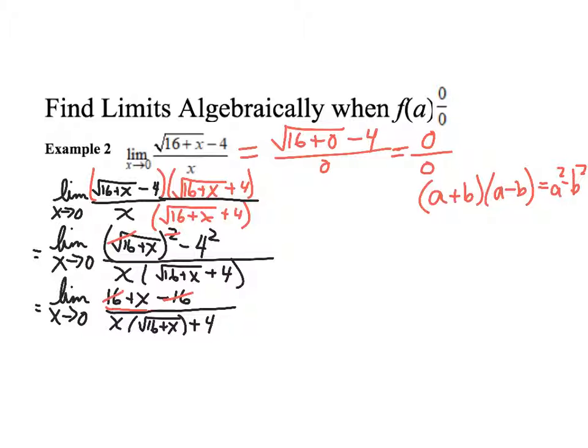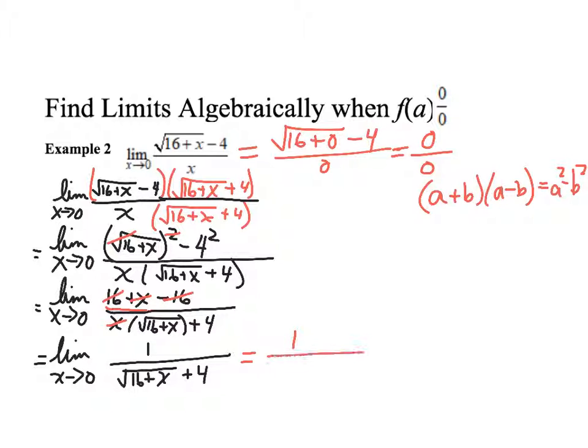So you just end up with positive x on the top and x on the bottom. So that can now be canceled out. And what's left on the top is just going to be a 1. So now you're ready to plug in the 0, because you don't have division by 0. That x is gone from the denominator. So you'll just plug in the 0, and you'll have 1 over square root of 16 plus 0 plus 4, which equals square root of 16 is 4, 1 over 4 plus 4 is 1/8, and then you're done.